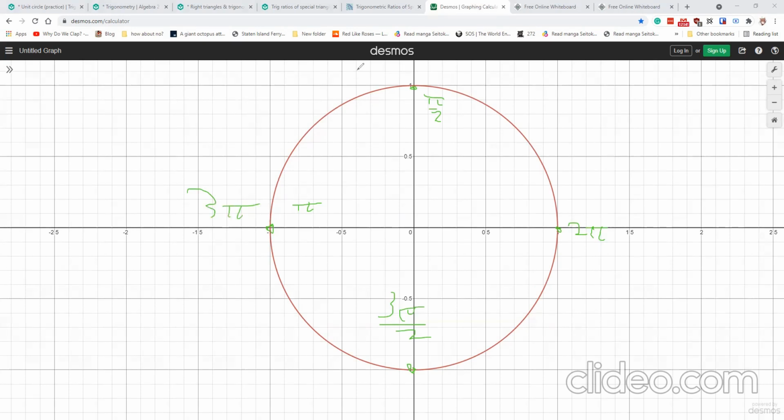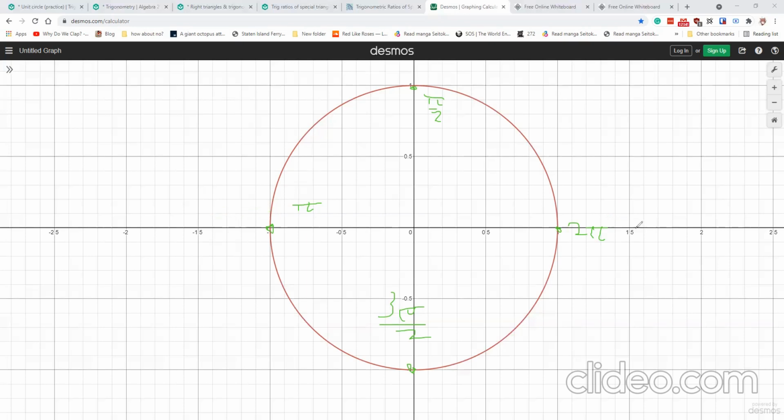And so one way to think of this is that 0 radians is this point, 2 pi radians is the same point, and so 2 pi radians is kind of equal to 0 radians. And 3 pi radians is also kind of equal to pi radians, etc.